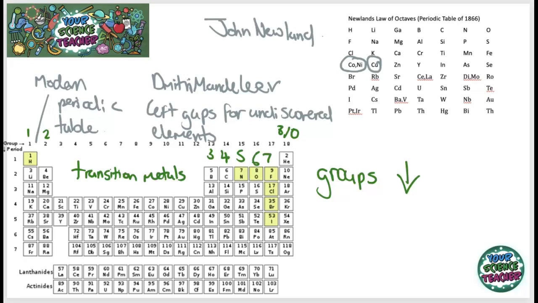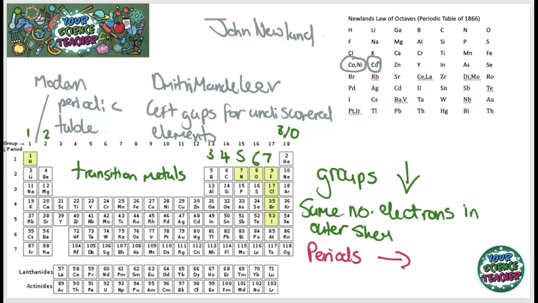And the reason why elements in the same group react similarly is because they have the same number of electrons in the outer shell. Elements that are in group 1 will have 1 electron in their outer shell. Elements in group 7 will have 7 electrons in their outer shell. As well as groups going down, we also have periods going across. So we have period 1 with hydrogen and helium, and then we have period 2 with lithium, beryllium, boron, carbon, nitrogen, oxygen, fluorine, and neon.